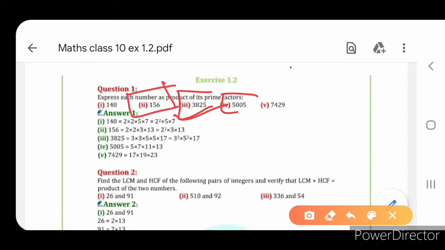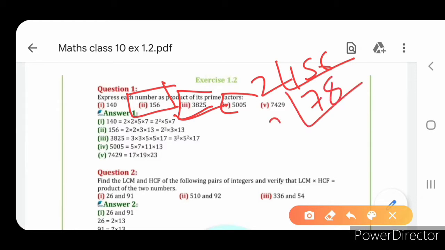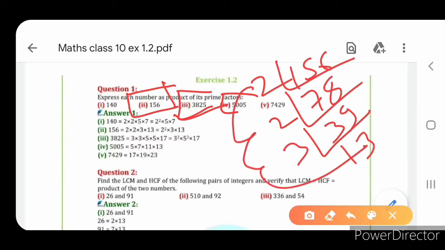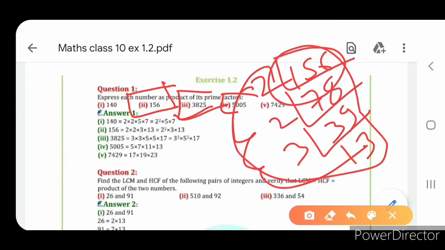Okay, now 156. So let us start. 2 7s are 14 and 2 8s are 16. Now again 2, then 2 3s are 6 and 2 9s are 18, then 3 13s are 39. So here 2 square into 3 into 13. These are the prime factors of 156. It means these are prime factors.